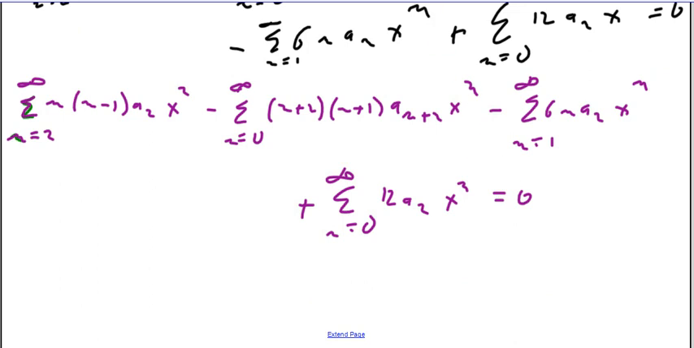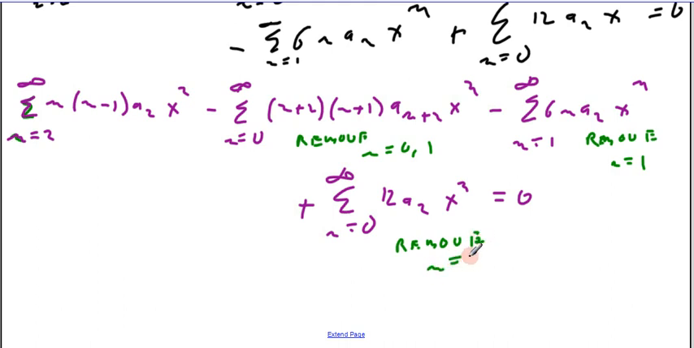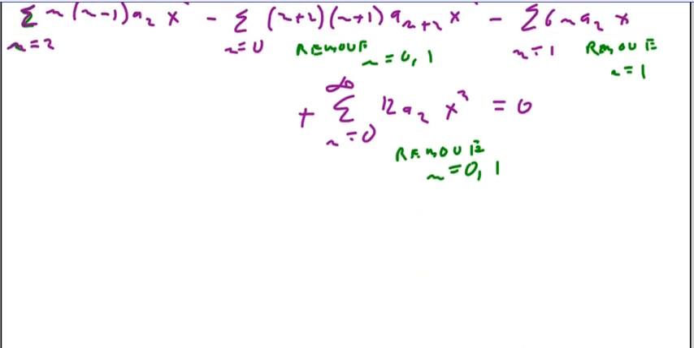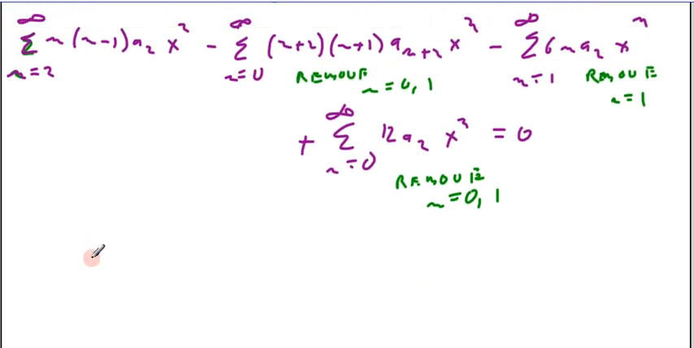Now, I'm going to have to start my summation someplace, so it's going to start at n is equal to 2, so we're going to remove n is equal to 0, n is equal to 1. We're going to remove n is equal to 1 from this guy, and we're going to remove n is equal to 0, n is equal to 1 from this guy. And when I get done, I'll have all my summations starting at n is equal to 2. Okay, so that's the plan. We're sticking with it.